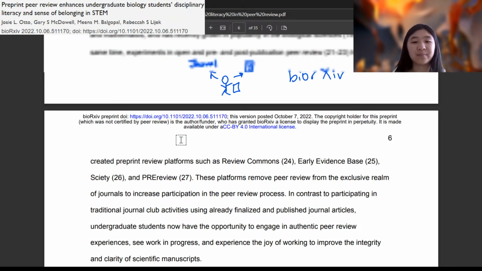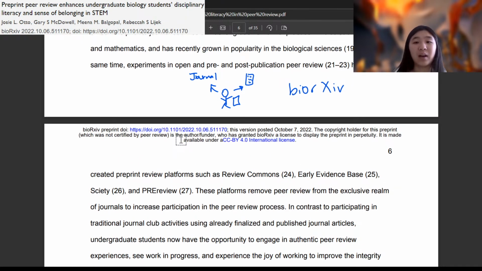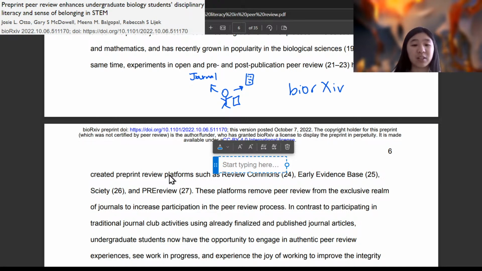Ooh, okay. So it mentions a few platforms such as Review Commons, Early Evidence-Based Society, and Pre-Review. So basically, these are organizations that will do just peer review and only look at the article and help give feedback, but they don't necessarily always publish the article. So basically, this is just focusing on helping researchers improve their research before they want to publish it.